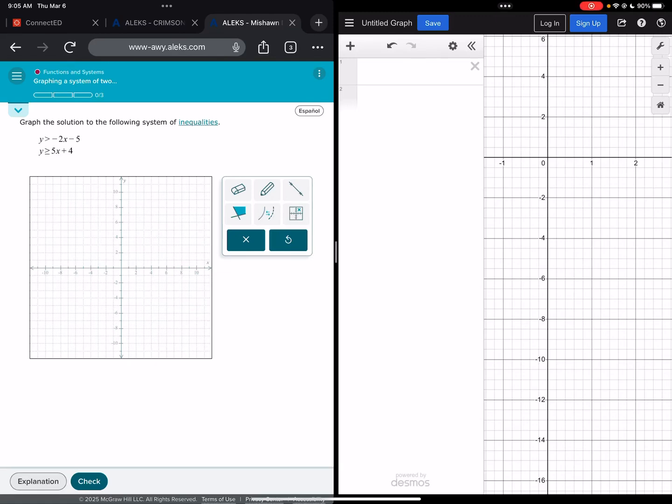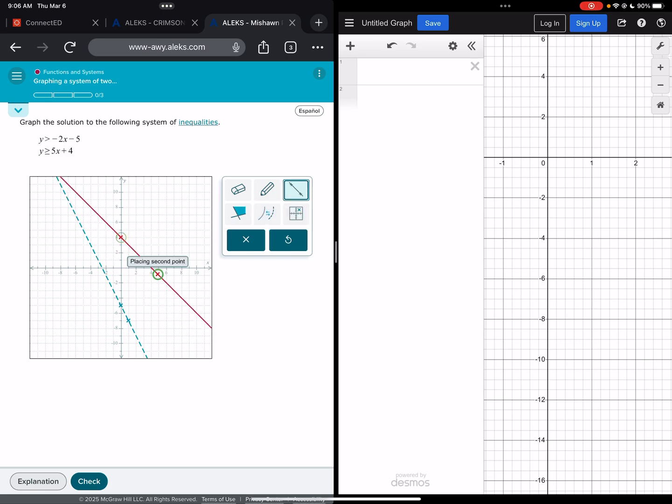All right, so when it comes to graphing systems of inequalities, how we want to do this. First thing we want to do is just graph the lines like normal. So if I look at the first one, I see that I start at -5 and my slope is -2. So I go down 2 to the right one. I can see it's just a greater than, so I'm going to change this to a dotted line like that.